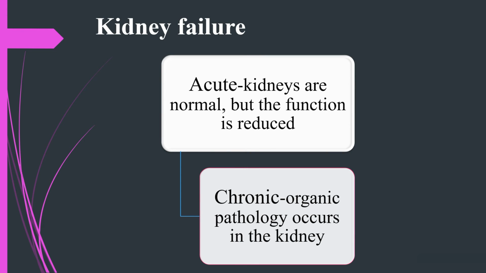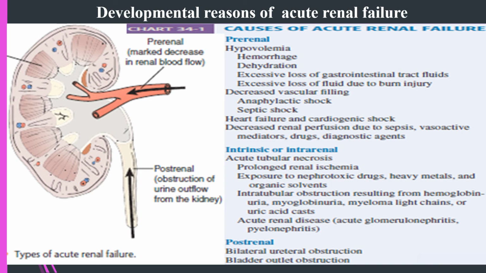There are two forms of kidney failure, for example, acute form and chronic form. In the acute form, the kidneys are normal, but the function is reduced. In the chronic form, organic pathology occurs in the kidney. Development reasons of acute renal failure: there are prerenal, intrarenal, and postrenal causes.